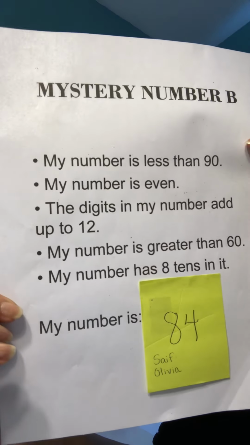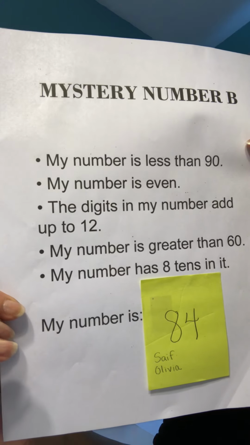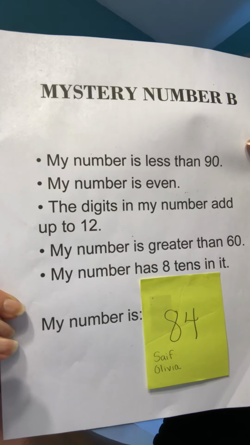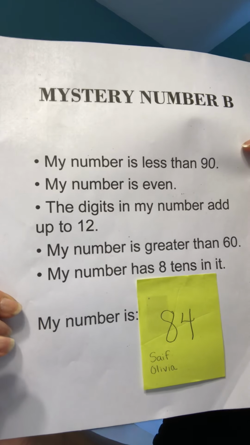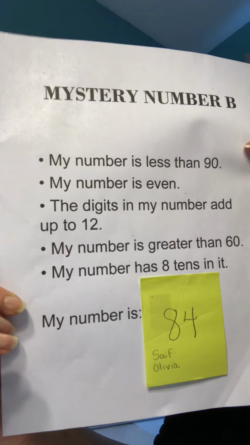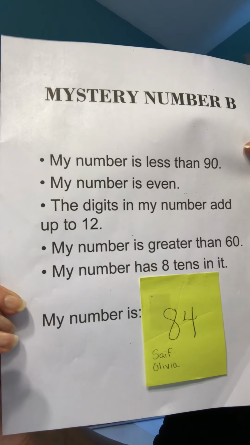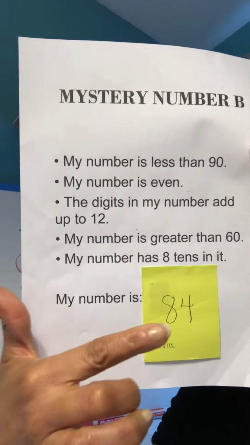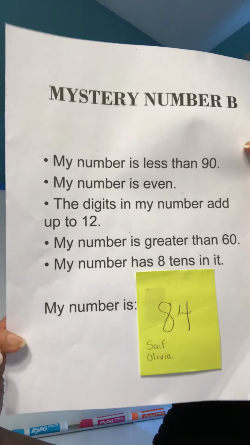It then goes on to say the digits in my number add up to 12. 8 plus 4 makes 12. My number is greater than 60. 84 is greater than 60. And my number has an 8 in the tens place. And it has an 8 in the tens. So 84 should have been your answer.